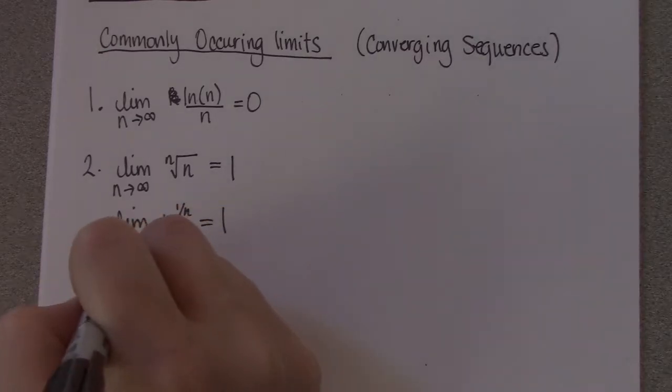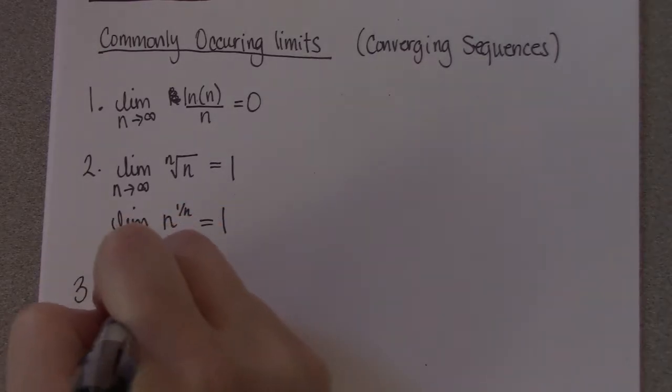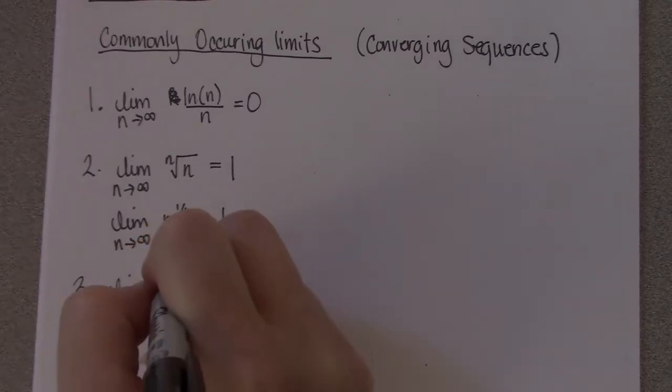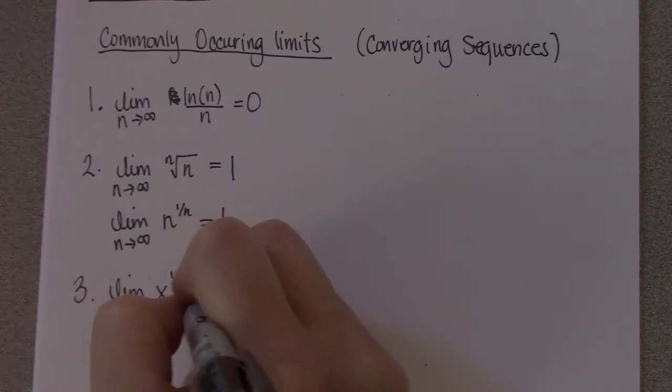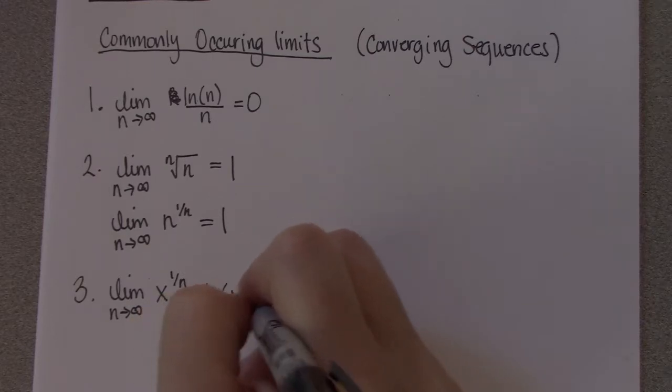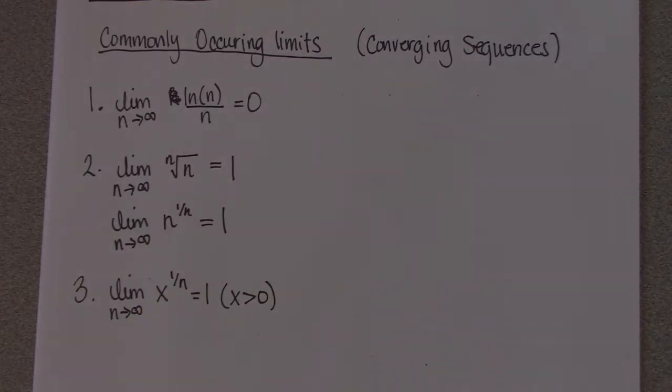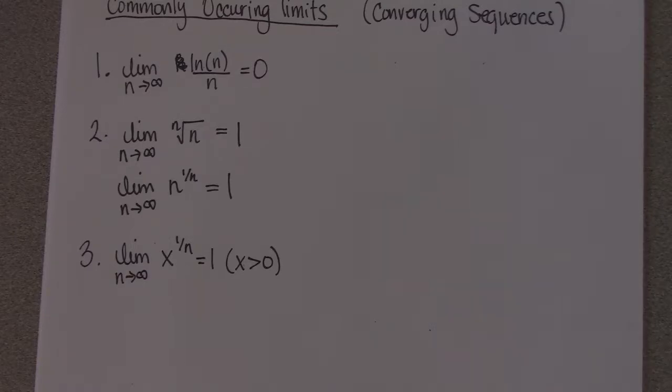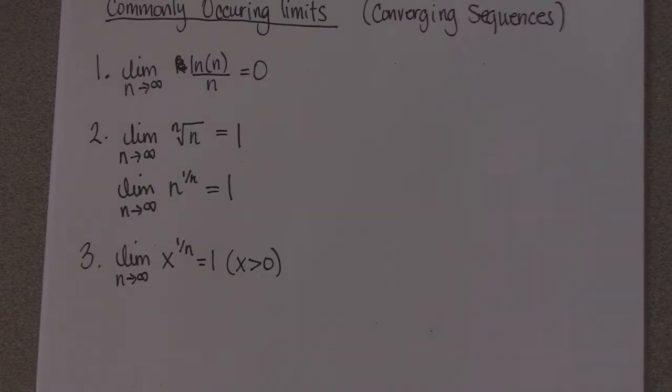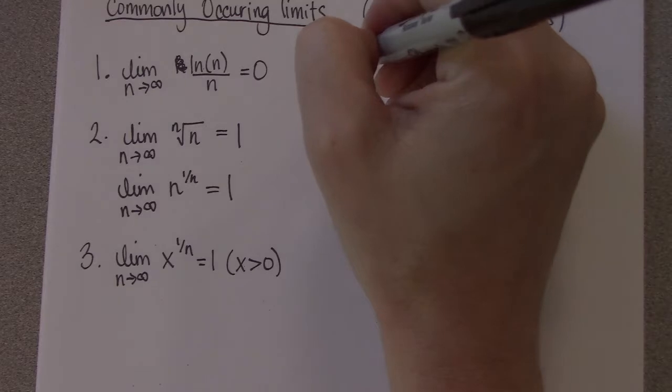The third one says the limit as n goes to infinity of x to the 1 over n equals 1, as long as x is greater than 0. Remember, it's a little weird to see these x's and n's mixed together. These x's represent constants. Nobody's just going to give you x to the 1 over n. It could be 2 to the 1 over n, right? 3 to the 1 over n. So the x is going to represent a real number, and as long as it's greater than 0, we know the limit will be 1, right?